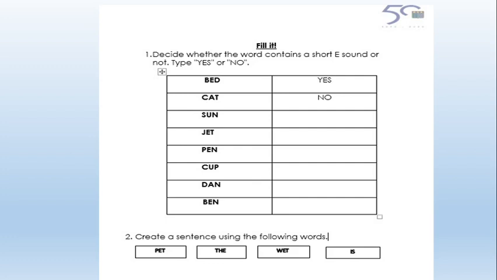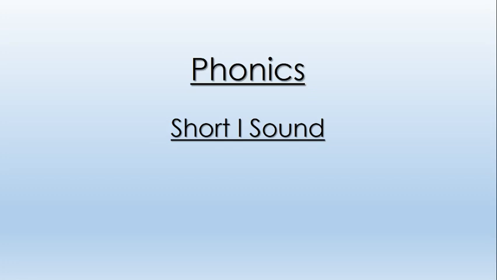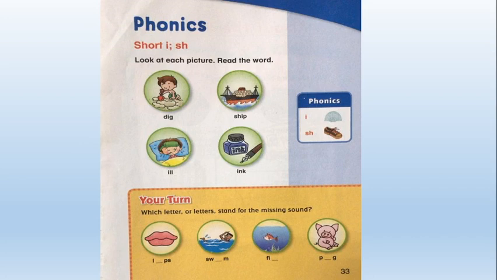The other sound we've seen is, remember, another short sound, but it's the short I sound. Same as you did with the short E sound, you can always go back to your Cornerstone book, page 33. In this case, you have some words containing this sound, as for example, dig, ship, eel, and ink. Remember, this sound is like an eh, as in dig, ink, eel, and ship.